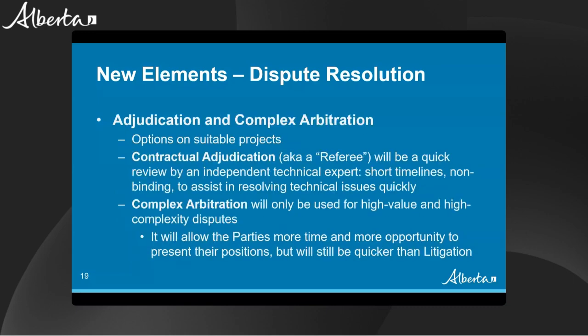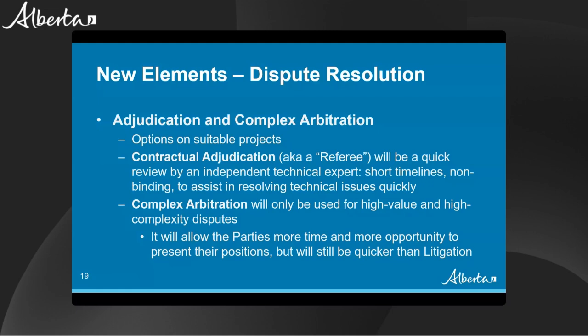On suitable projects, the province may also include contractual adjudication or complex arbitration, or both. Adjudication under the DRP will be a simple, quick, non-binding review and opinion by a technical expert already appointed by the parties. This option is sometimes called a referee in other contracts. The adjudication opinion will encourage and support resolution, but it will not be a binding decision. It will be used in situations where the technical nature of a project is more likely to benefit from this sort of quick, independent input.